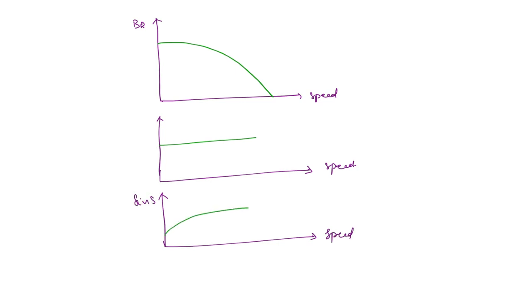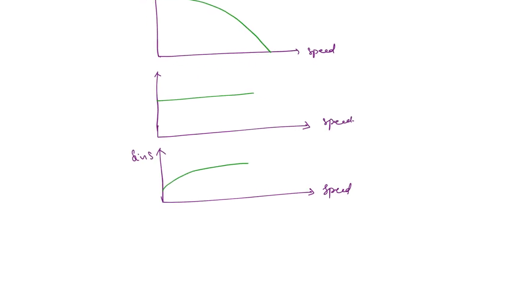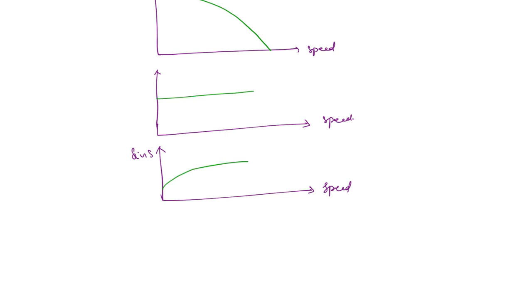This is going to be like this. Okay, so if you combine all of these 3 graphs, then you're going to get the torque speed characteristics. So what will it be? From the above 3 graphs, you can see that BR is reducing with speed, whereas sine delta is increasing.